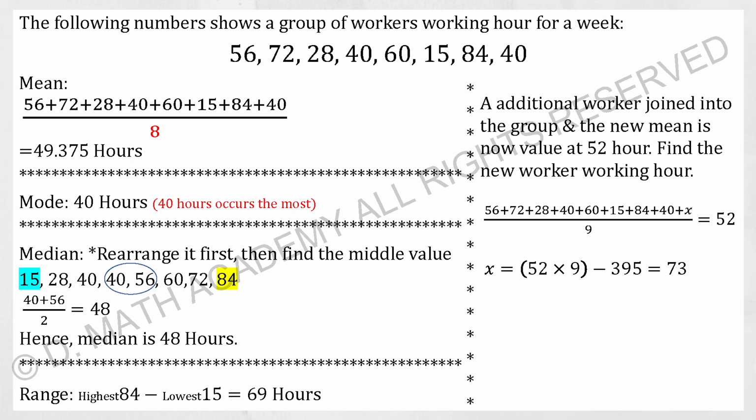However, the range refers to the difference between the biggest value and the smallest one. So we have 84 and 15, and the difference is 69 hours.